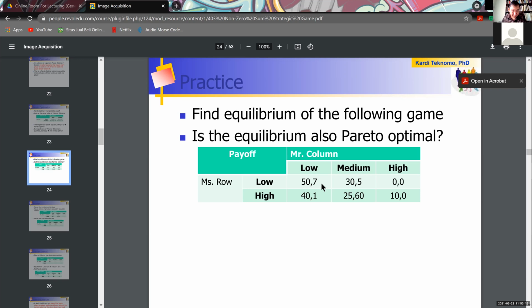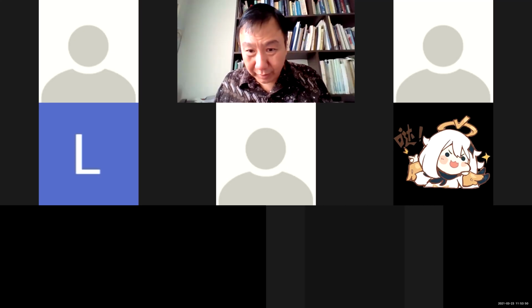This one is 50. So for the Pareto optimal, we sum the numbers. 57, 50, 85, 41. So this one is the Pareto optimal, isn't it? Correct, very good. So equilibrium is not Pareto optimal. The equilibrium is low, low, so it's not Pareto optimal. The Pareto optimal value is 85.